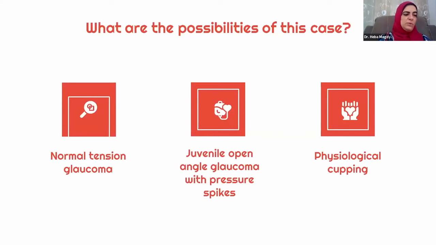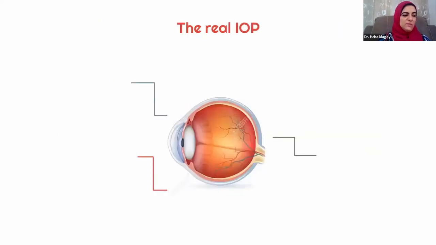But since we are dealing with a myopic patient with a history of LASIK surgery, we are expecting a thin cornea with expected falsely low intraocular pressure reading by the Goldmann applanation tonometer. So first of all, we have to assess the central corneal thickness. We also have to assess the corneal compensated intraocular pressure, and of course, IOP phasing should be done to detect any intraocular pressure spike. All of this is just to get the real intraocular pressure of our patient.